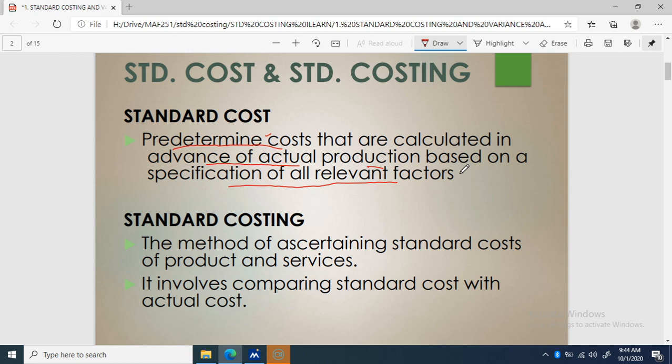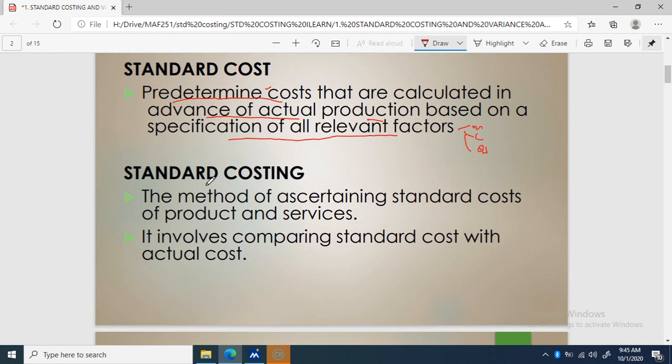So what are the factors to produce the product? Material, labor, overhead, and so on. So what is standard costing? Standard costing is the method of ascertaining the standard cost of products and services. It involves comparing standard cost with actual cost. So when we compare the standard cost and actual cost, this is standard costing.